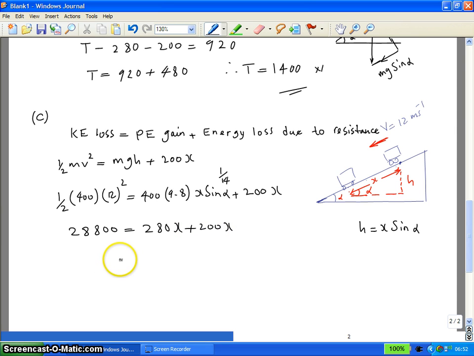So what we get from here is x equal to 28,800 divided by 480, and that would give us 60. So that means x is equal to 60 meters. So it takes 60 meters before the trolley comes to rest. Thank you.